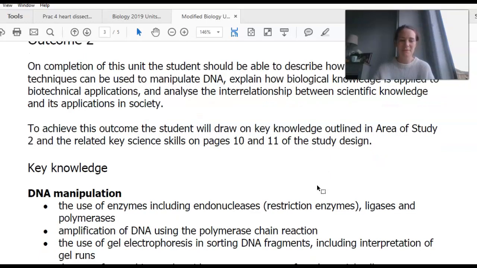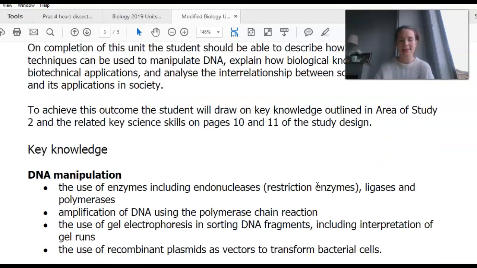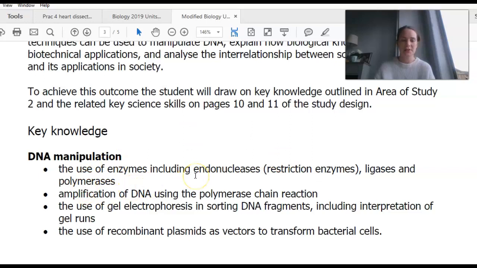So looking at 4 specific cases in chapter 13. We are focusing on this set of dot points first, and we're looking at what we refer to as DNA manipulation. So how can we use our technology and our knowledge to manipulate DNA for our own means and ends? So we'll first look at a set of enzymes that we call endonucleases, and these are enzymes that are going to be very useful in both of the following technologies.